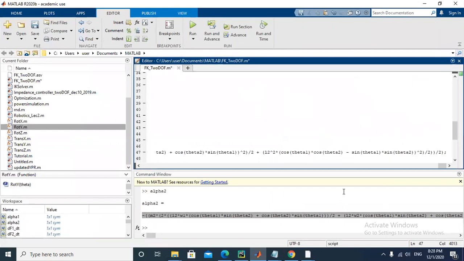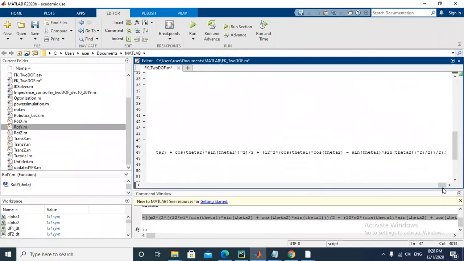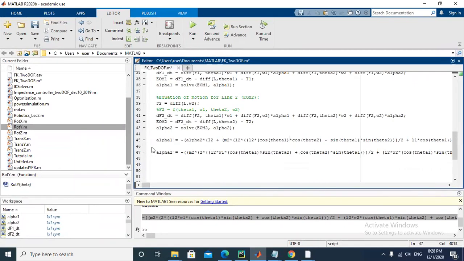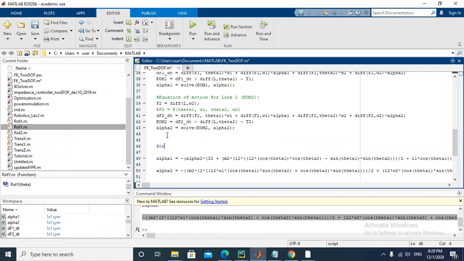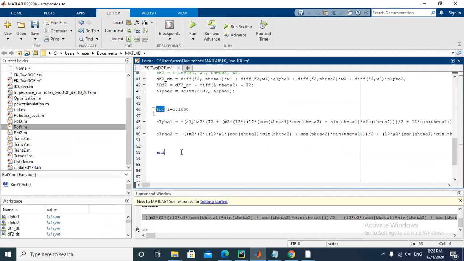Okay, so I think we're good here. Now basically you have solved the angular acceleration of the first link and the second link. So what I'm going to do here is numerically solve this problem. I'll simply write a loop for r equal to 1 to 1,000. Let's do it over 1,000 iterations. And so we actually have our acceleration.